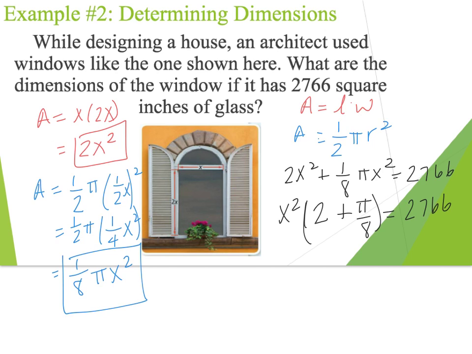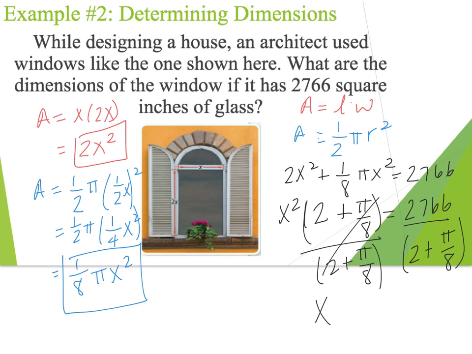All right. Next, again, our goal is to get x, or x squared by itself. So we would notice they're being multiplied together. X squared and 2 plus pi over 8 are being multiplied. So we're going to divide both sides by 2 plus pi over 8. Now that's probably a lot going on in your calculator, so let me walk you through how to do that. This is gone, and so I'm left with x squared equal to some number, and I'll tell you what that is in just a moment.